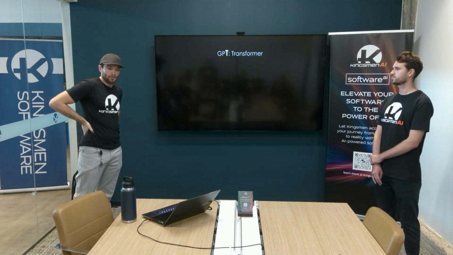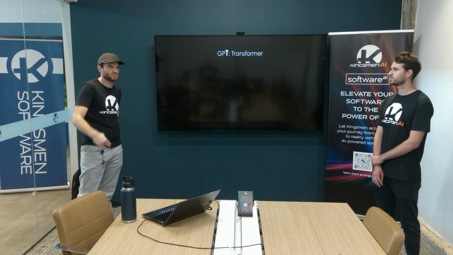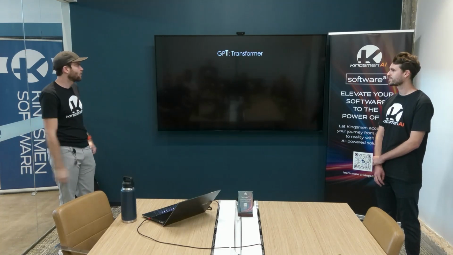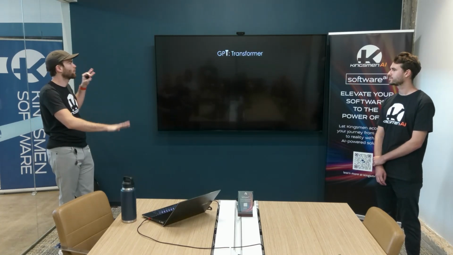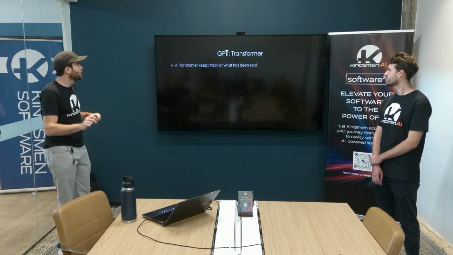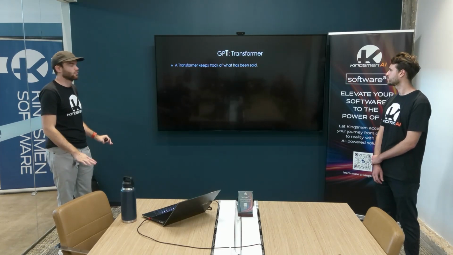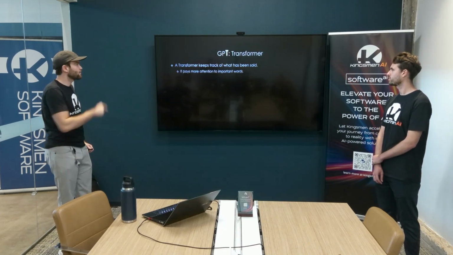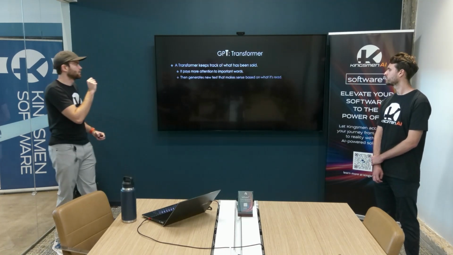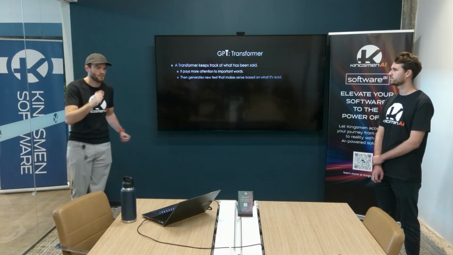So now on to transformer. This is the most complex piece of this talk. It's very complex with the math that's involved with it, and so we're going to take a very high-level approach as to what the transformer intends to do behind the scenes. So transformer, to be very simple here, keeps track of what has been said. It pays attention to more important words, and then it generates new text that makes sense based upon what it's read. It's all about context.